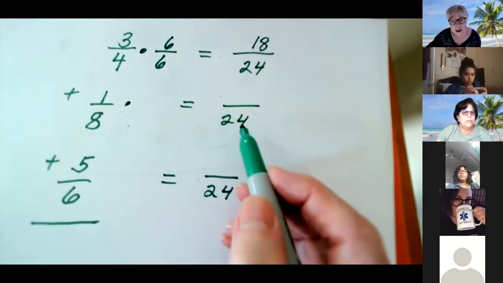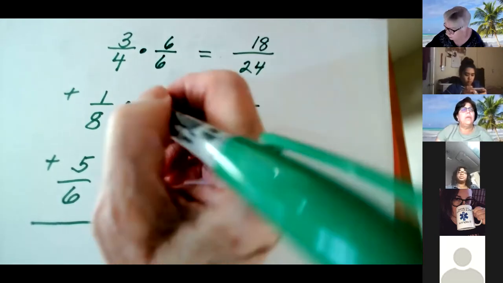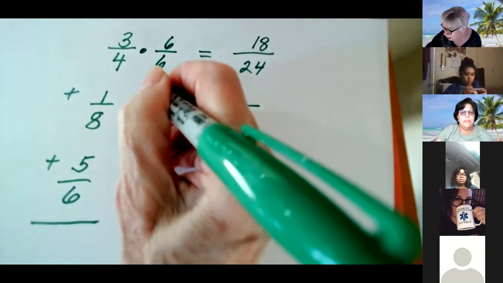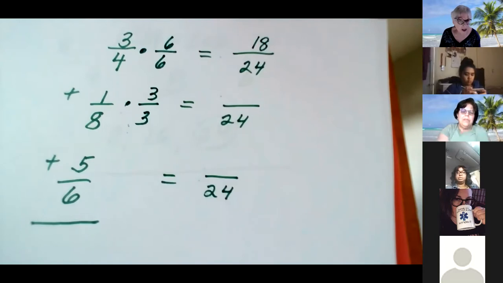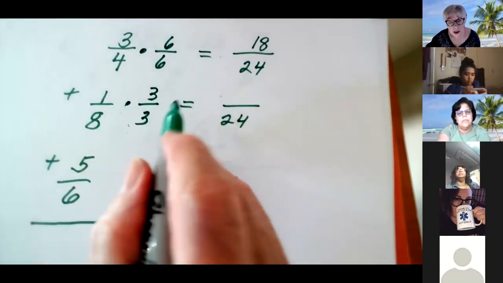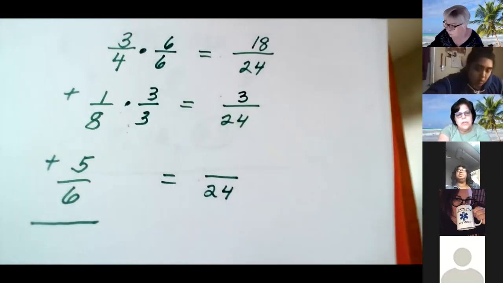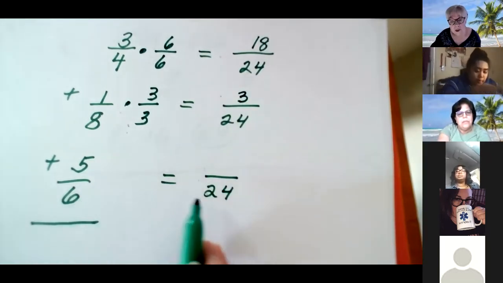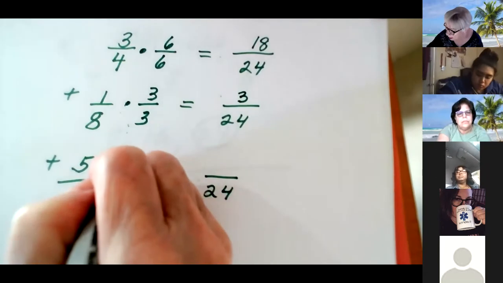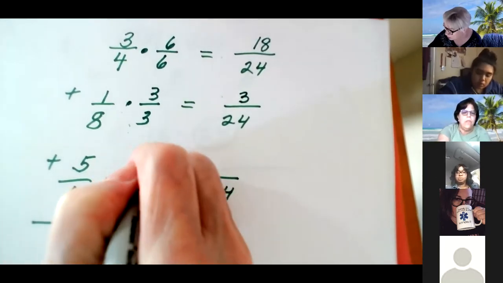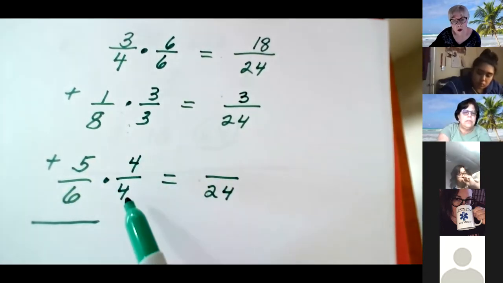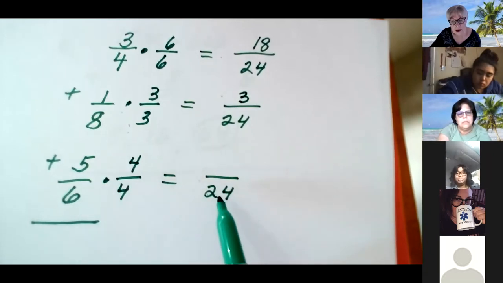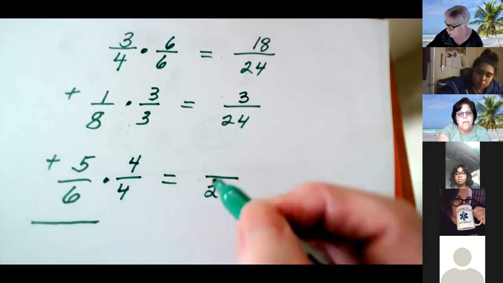The 8 wants to be 24. It needs a factor of 3. And so all your multiplication tables are going to really matter here. 8 times 3 is 24. 1 times 3 is 3. And finally, 6 wants to be 24. It needs a factor of 4, so 4 over 4. 6 times 4 is 24. 5 times 4 is 20.